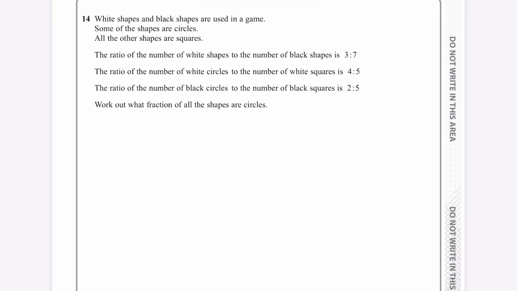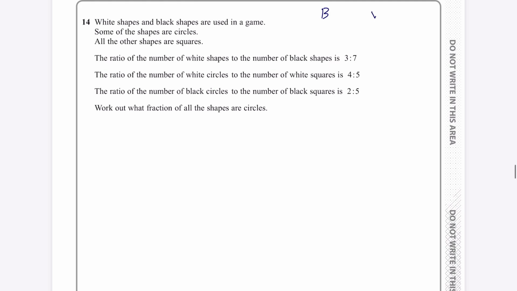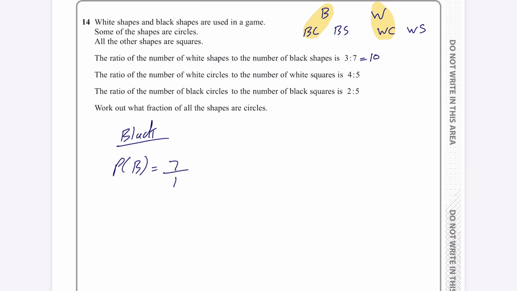Right, so straight away we know this. I'm just going to write that up here. There's some black shapes, there's some white shapes. There's some black circles and some black squares. There's some white circles and there's some white squares. And the question is asking us for circles. So how many are white circles and how many are black circles? So let's start with looking at the black shapes. So if I just write black here, the probability of it being black is, in total this is out of 10, so there's going to be 7 out of 10. That's where I got the 7 from, and the total is 10, 3 plus 7. Now, for black circles, the ratio is 2 out of 7, so I've got that from here.